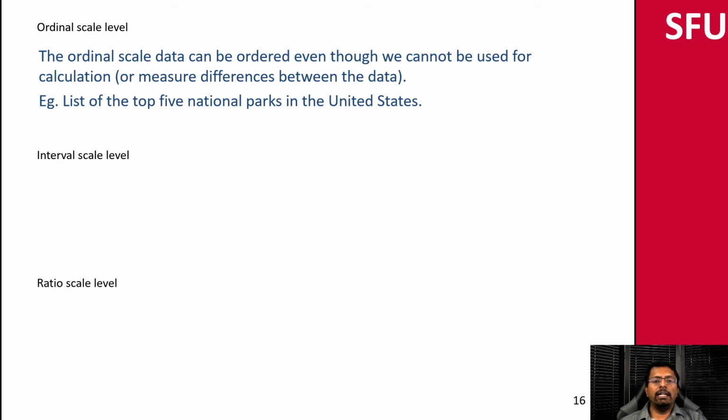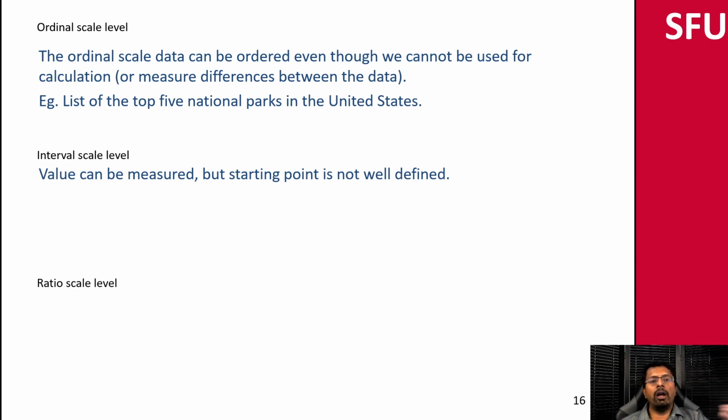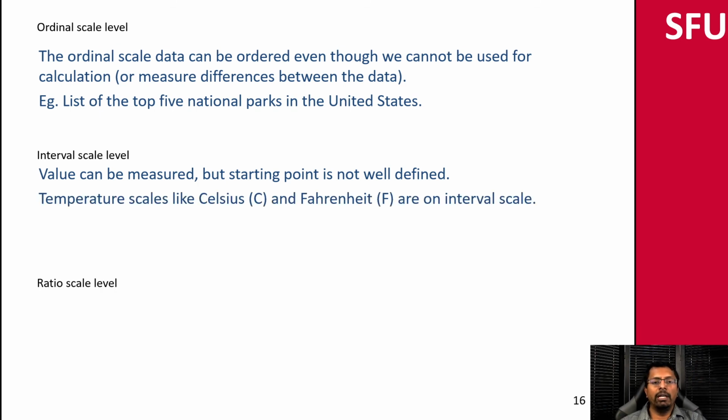The next scale that we use is the interval scale. Here values can be measured, but the starting point itself doesn't have any physical meaning. Temperature scales like Celsius and Fahrenheit are interval scales, so the 0 in both of these is essentially arbitrary. So 80 Celsius is not 4 times hotter than 20 Celsius, because ratios don't make sense here.